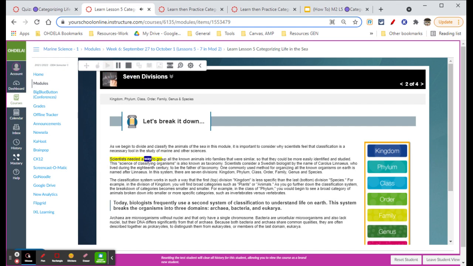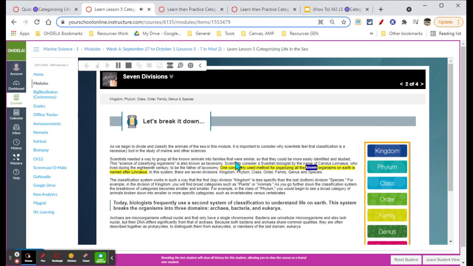Begin reading. A way to group. This science of classifying organisms is also known as taxonomy. Scientists consider a Swedish biologist by the name of Carolus Linnaeus, who lived during the 18th century, to be the father of taxonomy. One commonly used method for organizing all the known.